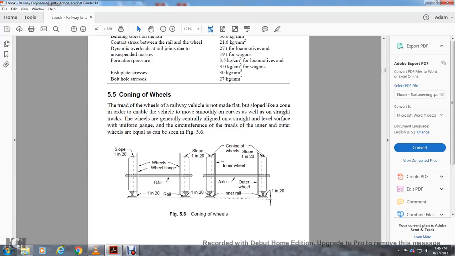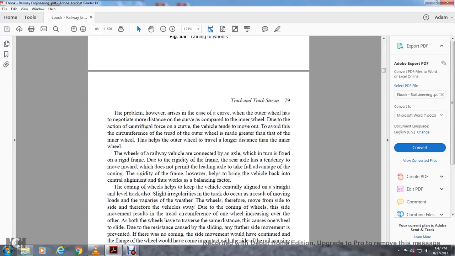The coned wheel shows a slope of 1 to 20, matching the rail slope of 1 to 20. This problem, however, arises in the case of a curve: the outer wheel has to negotiate a longer distance than the inner wheel. Due to the action of centrifugal force on the curve, the vehicle tends to move outward, so the circumference of the tread of the outer wheel is made greater than that of the inner wheel. This helps the outer wheel to travel the longer distance than the inner wheel.